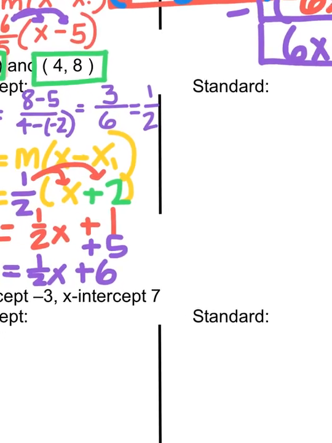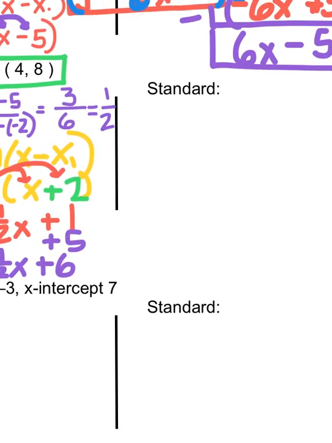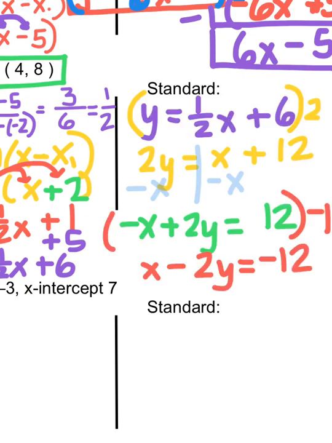Please pause the video again here and try writing the standard form on your own. All right, please be detail-oriented as you check your work. Make sure you're looking for each sign. The coefficient in front of the x should be positive. It's minus 2y equals negative 12. Now let's go on to the next one.